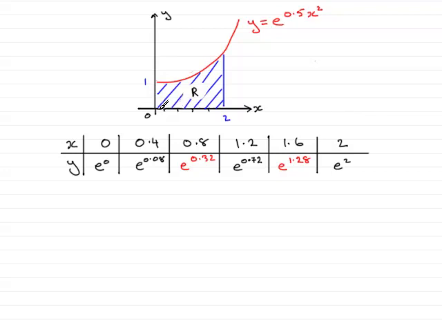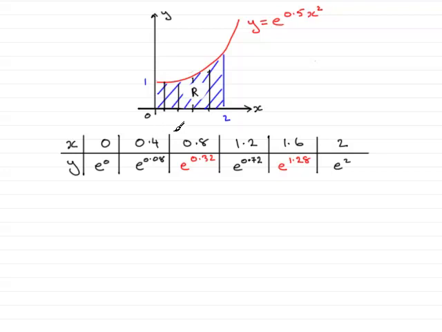Well, what I've done here is I've marked off the points 0, 0.4, 0.8, etc. along the x-axis, and you can see that we've got quite a few strips here. These are the strips. There's one up through there and another one up through here. So you can see we've got quite a few strips, and the width of each strip is clearly going to be seen from the table as being 0.4.